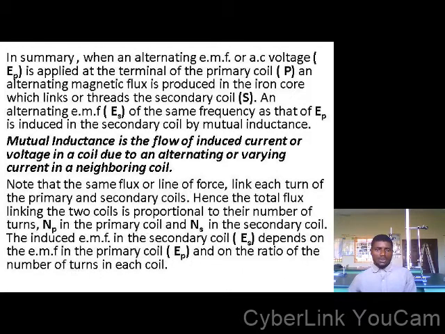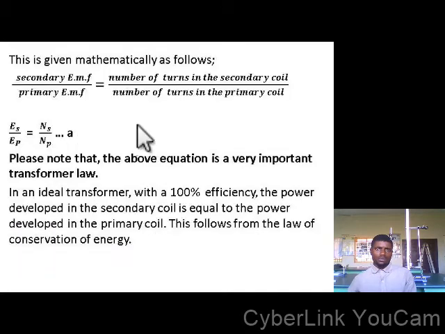If I were you, I would underline this. I would not take this for granted. I would underline this. So, mathematically, what we are discussing is this.